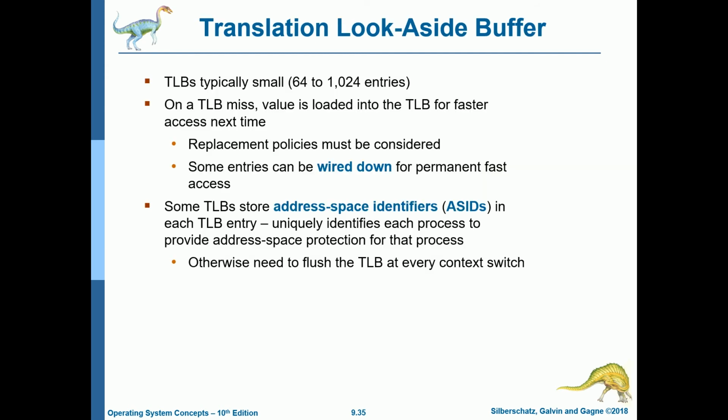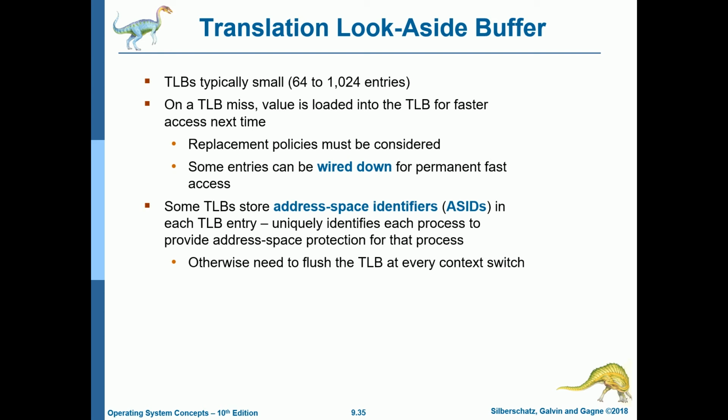If the TLB is already full of entries, an existing entry must be selected for replacement. Replacement policies range from least recently used through round robin to random. Some CPUs allow the operating system to participate in the LRU entry replacement, while others handle the matter themselves. Furthermore, some TLBs allow certain types of entry to be wired down, meaning they cannot be removed from the TLB. Typically, TLB entries for key kernel code are wired down.